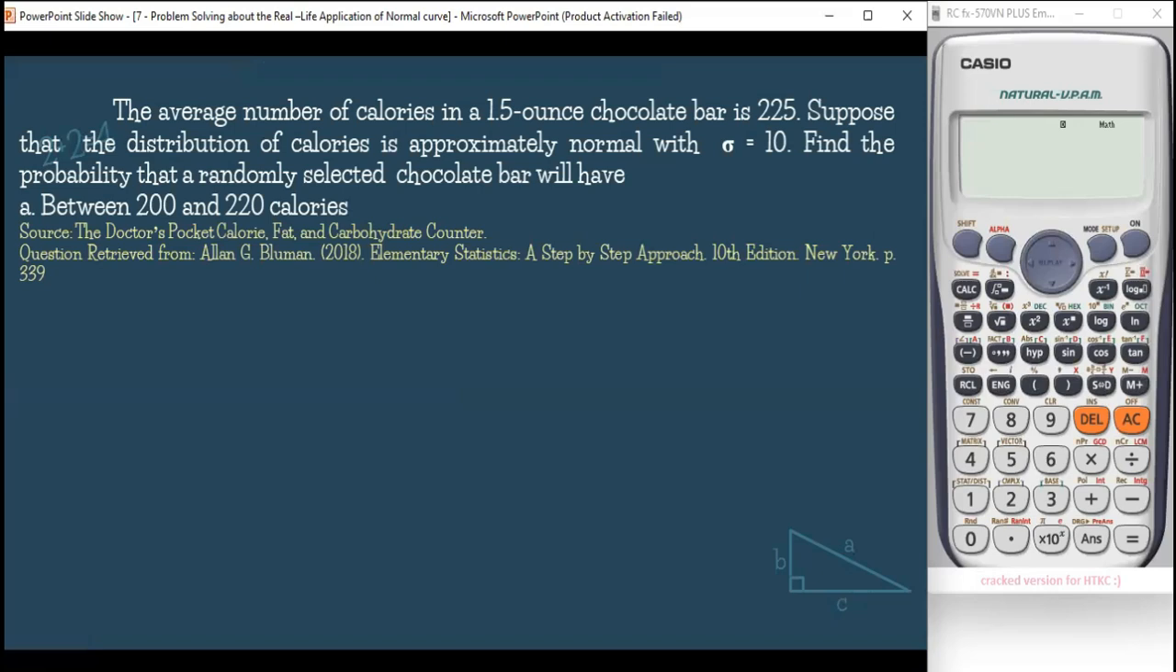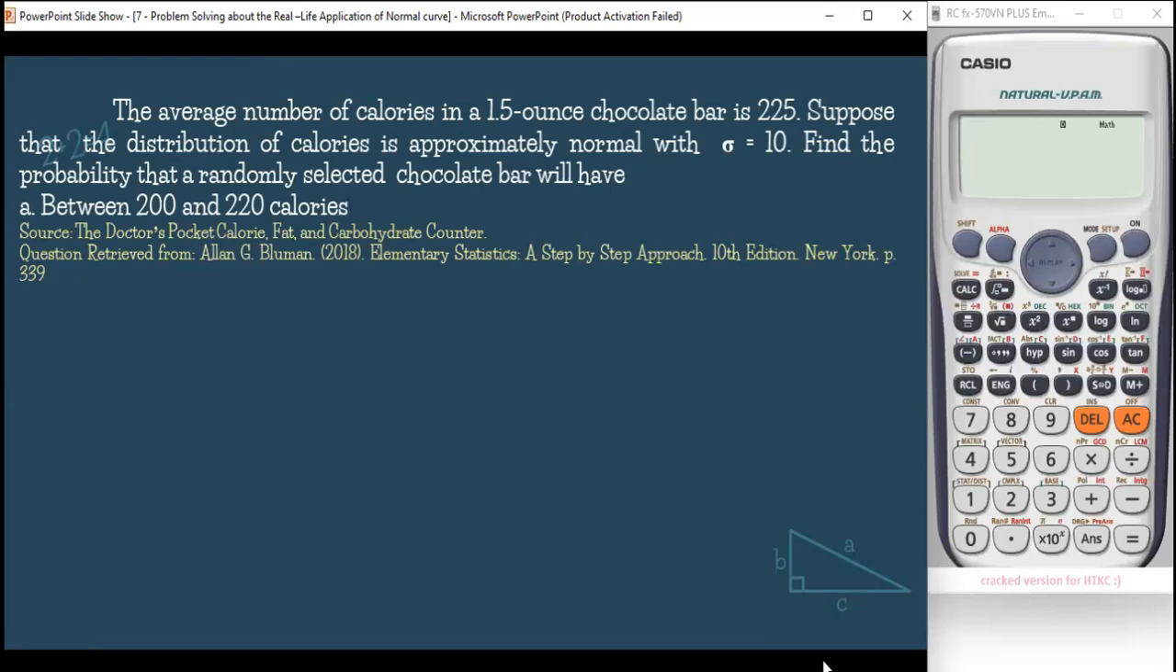So the question is, the average number of calories in a 1.5 ounce chocolate bar is 225. Suppose that the distribution of calories is approximately normal with a population standard deviation of 10. Find the probability that a randomly selected chocolate bar will have between 200 and 220 calories. So yun po yung tanong. Ano daw po yung probability na yung calorie na makukuha mo is between 200 and 220.